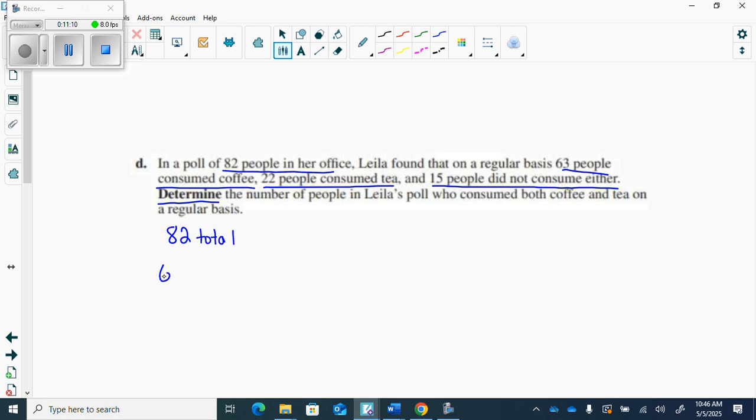And then we do 63 consumed coffee. 22 consumed tea. 15 either.